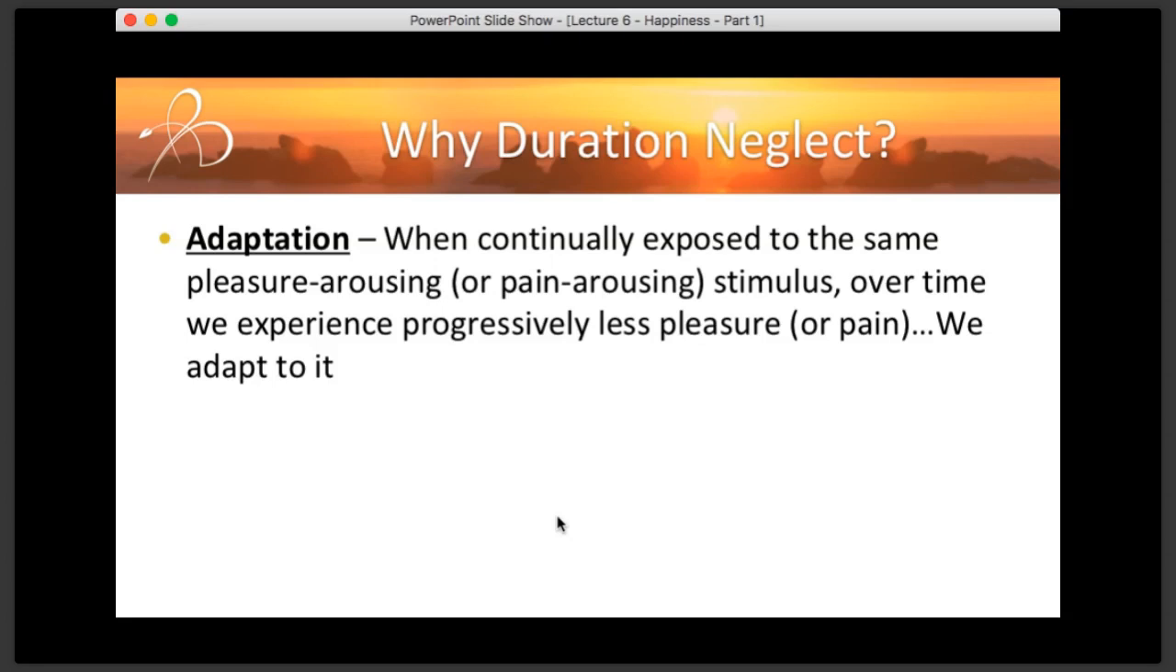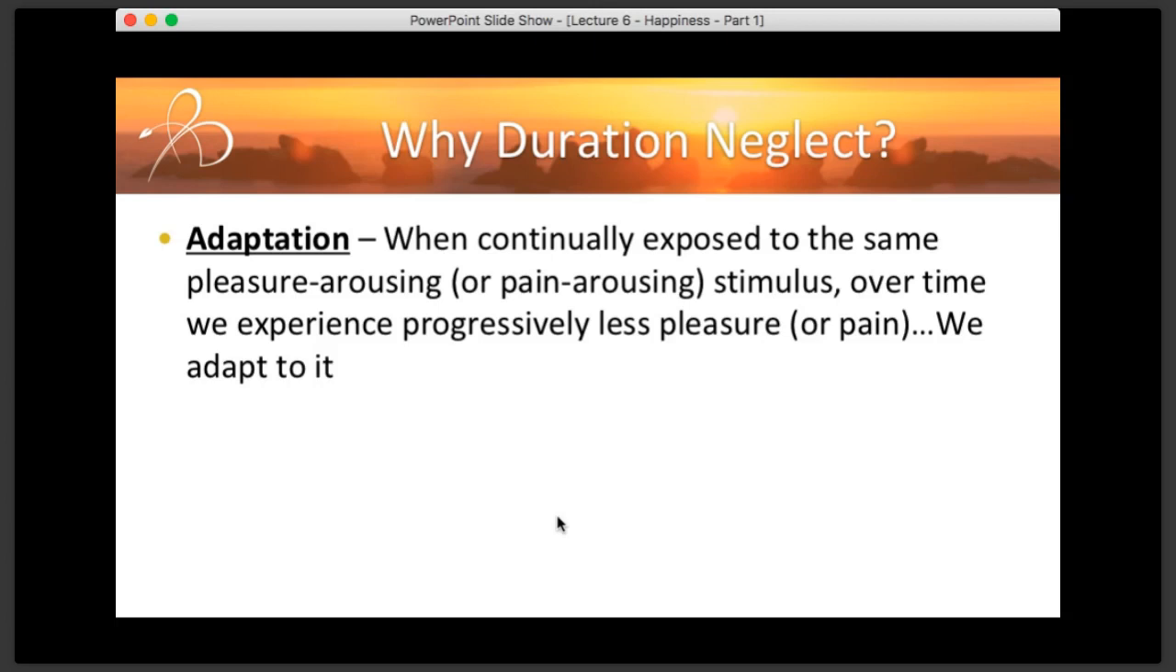And the reason that things impact us for a much shorter period of time than we anticipate is adaptation. Adaptation: when continually exposed to the same pleasure-arousing or pain-arousing stimulus, over time, we experience progressively less pleasure or pain. We adapt to it.